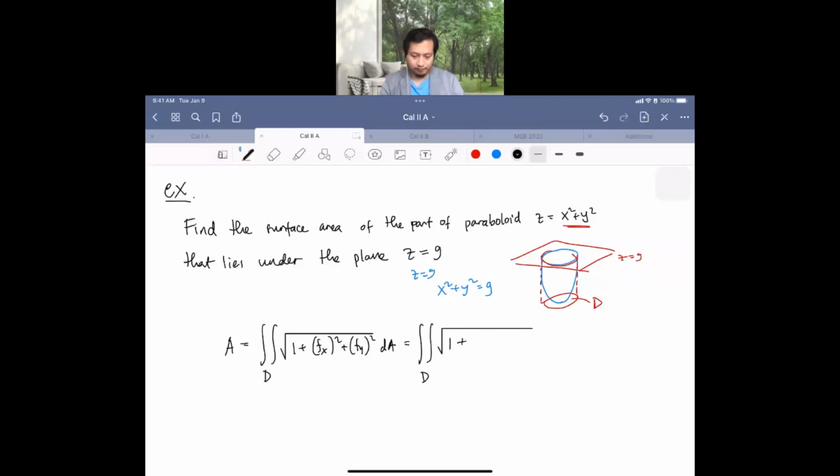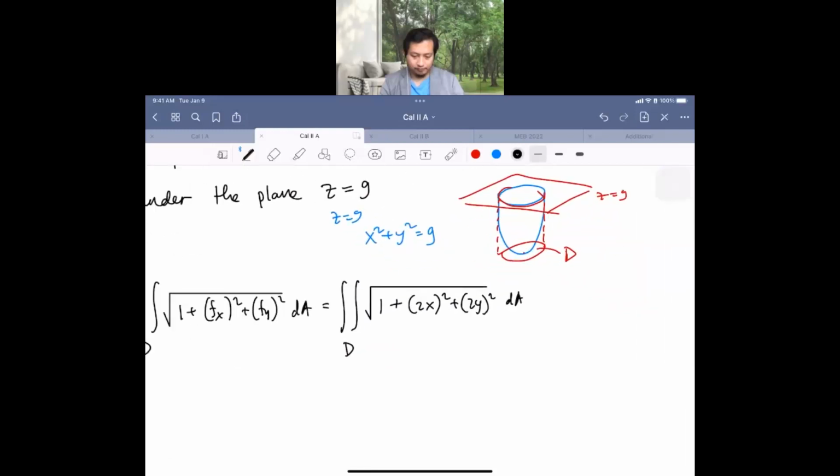This will be 1 plus 2x squared plus 2y squared. And this could be 4x squared, 4y squared, right? So we could write down, this should be 1 plus 4 times x squared plus y squared.